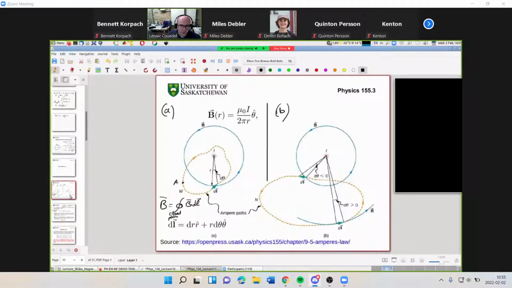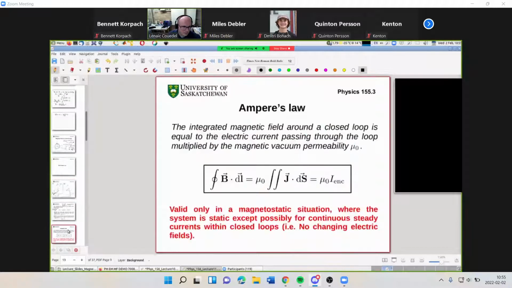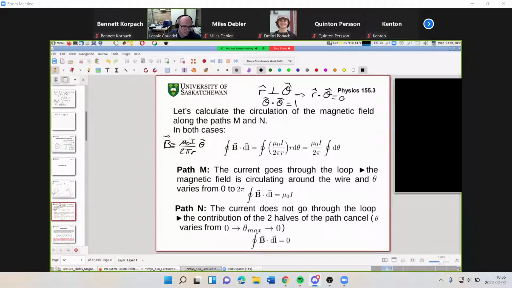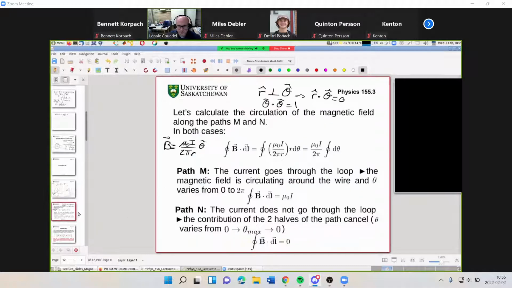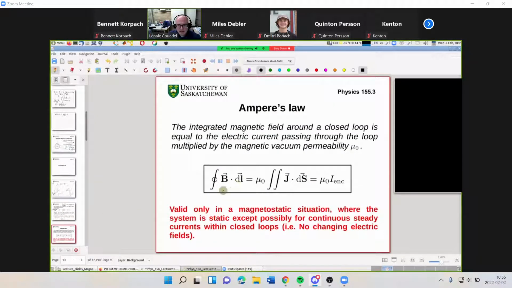So this is a very important result here. If you have your current going in the middle of your closed path, you obtain 2 pi. If you have your source of magnetic field outside of the path, then you have 0. That is the basis of Ampere's law. Ampere's law says the integral of the magnetic field over a closed path is equal to mu 0 times the enclosed current.